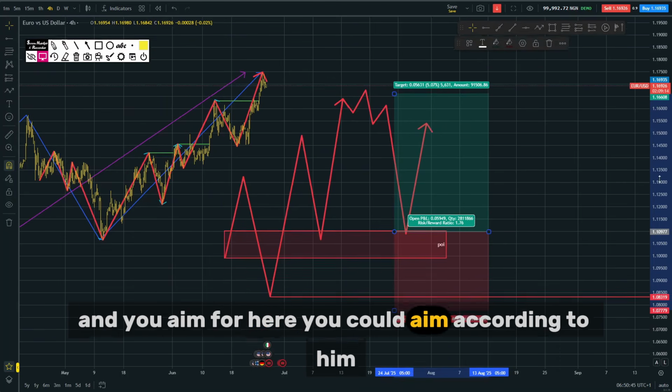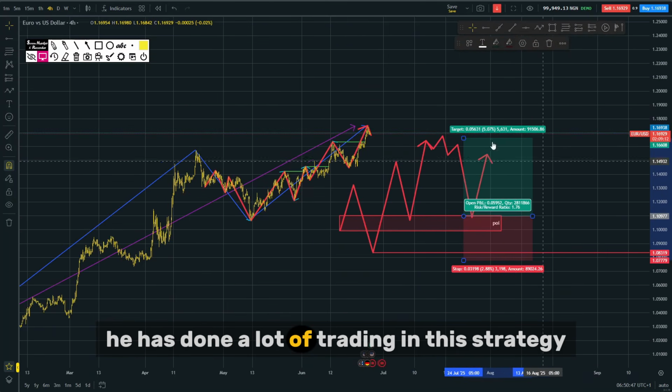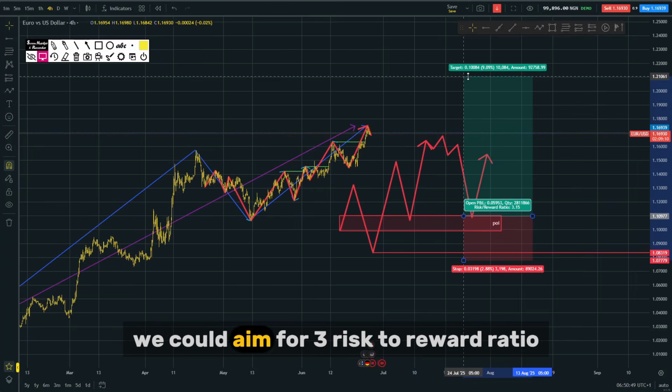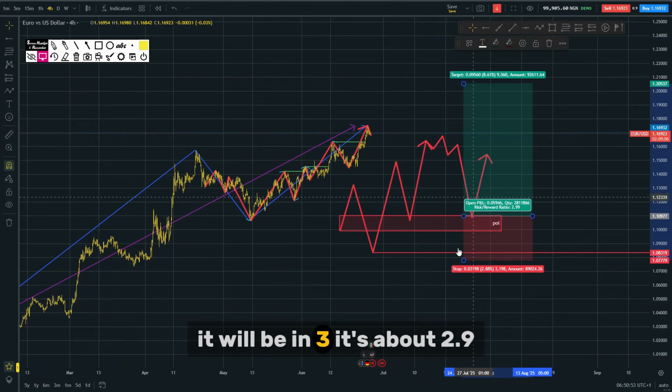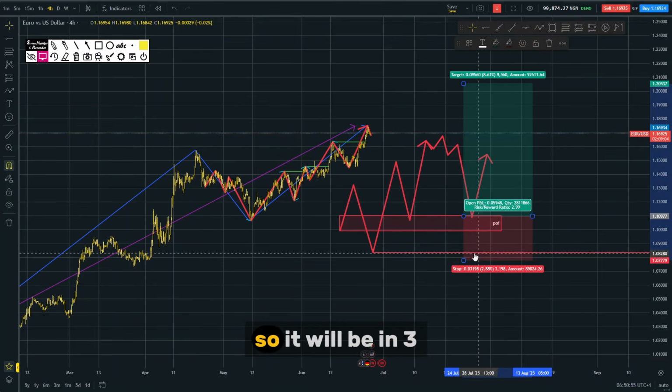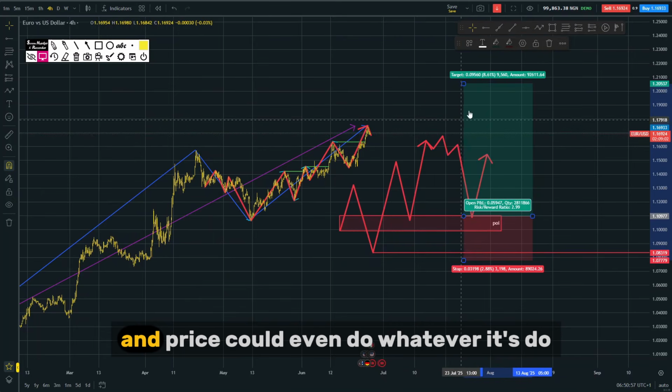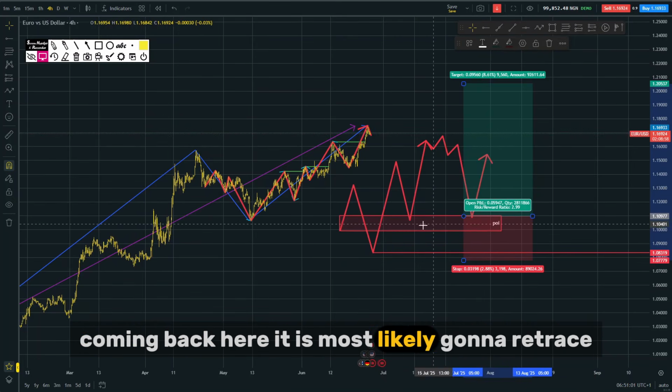According to him, he has done a lot of trading in this strategy. You could aim for a 3 risk to reward ratio. It would be 3, it's about 2.99. And price could even do whatever it's doing, coming back here, it is most likely going to retrace.